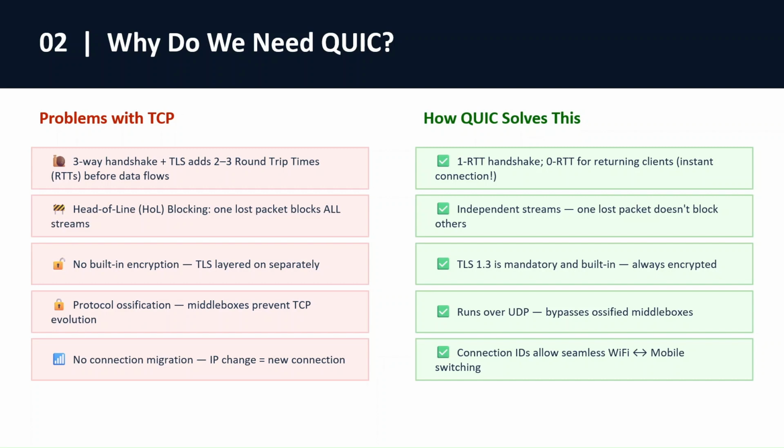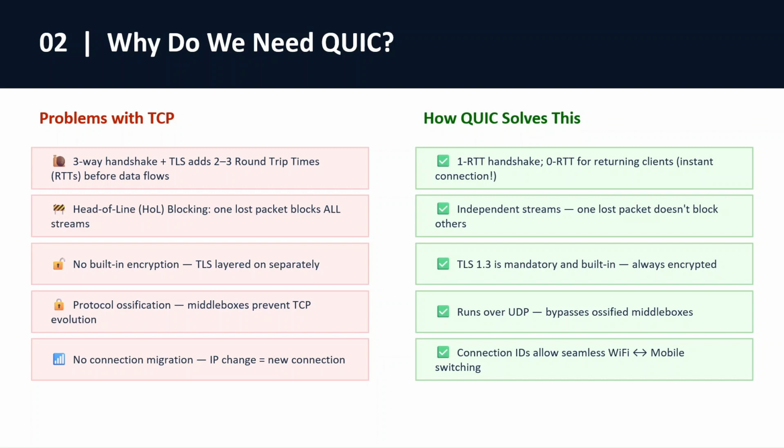Moving on to the fourth, TCP suffers from protocol ossification. That means middleboxes like firewalls and NATs have been so extensively deployed over decades that they expect TCP to behave in specific ways, making it nearly impossible to evolve the TCP model.